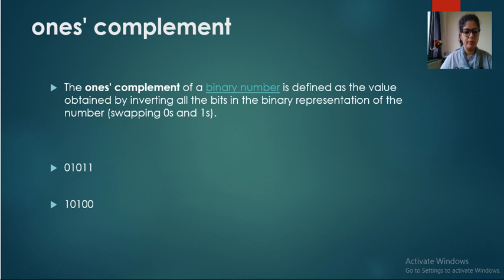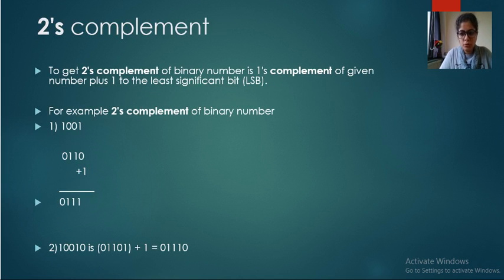So after ones complement, the next method is twos complement. Twos complement is bit different from ones complement. So as it is twos complement, it is extension of ones complement. Whenever we have to obtain twos complement of any number, first of all we have to convert that number into ones complement, and after that we have to add 1 to the least significant bit position, to the LSB. So I will show you how you have to convert twos complement of any binary number.